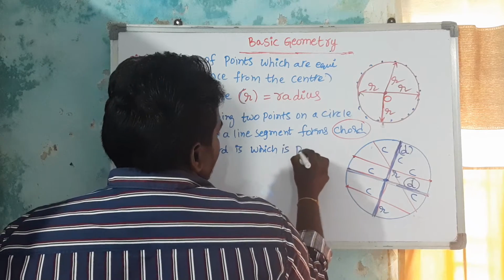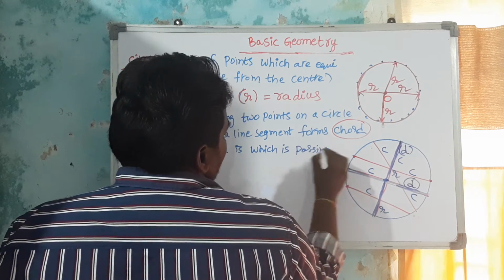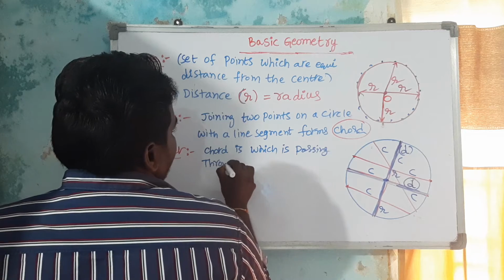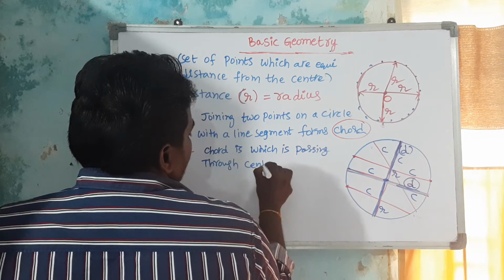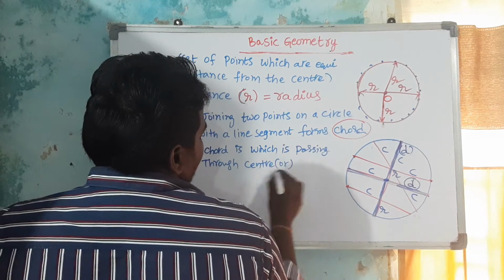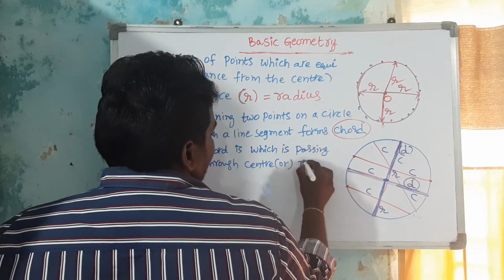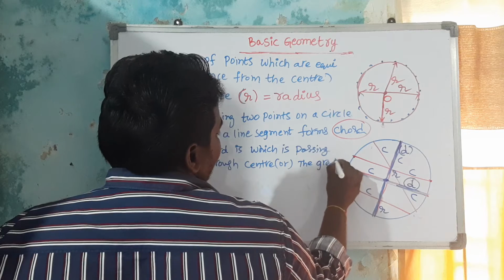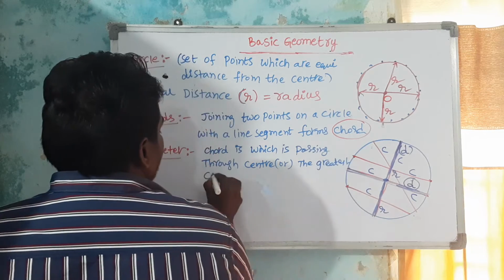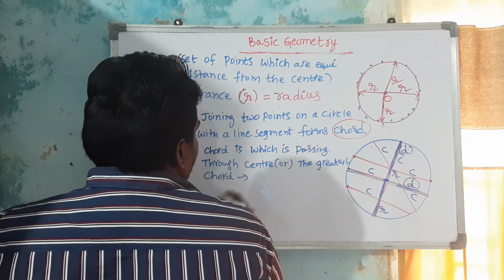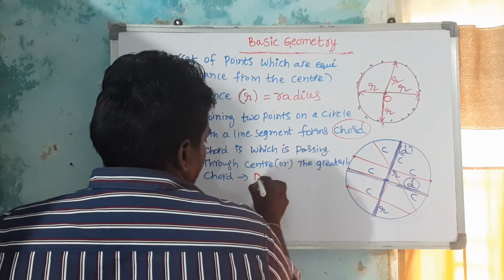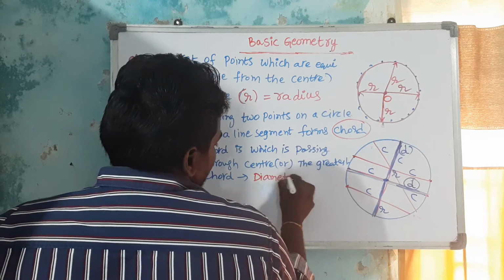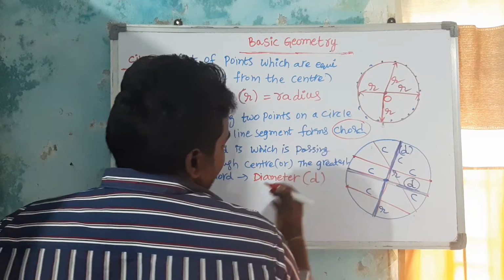A chord which is passing through the center, the biggest or greatest chord, is called the diameter. This diameter will be denoted like this: d.